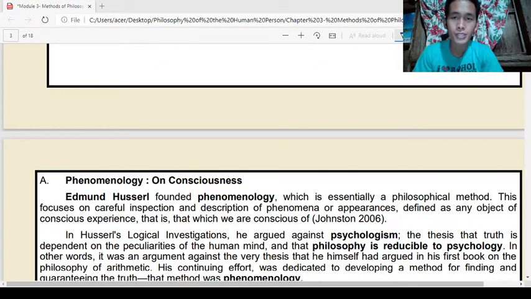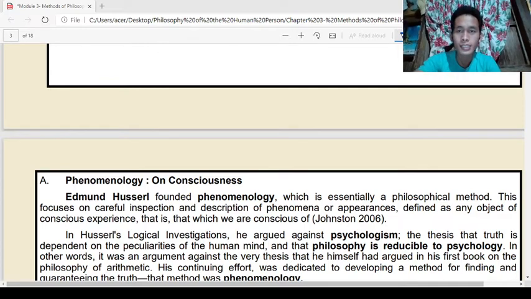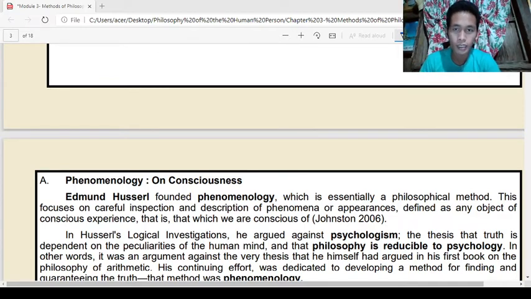Okay, the first method of philosophizing is phenomenology. As mentioned earlier, it centers on consciousness. Phenomenology as a method of philosophizing tries to understand the truth of a particular thing through evaluating one's consciousness or awareness.